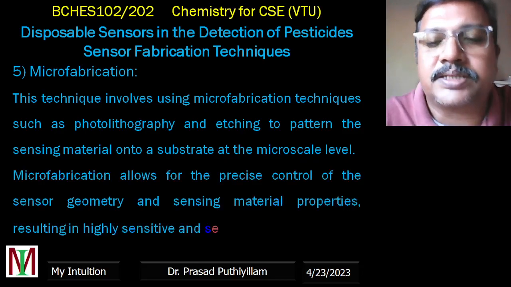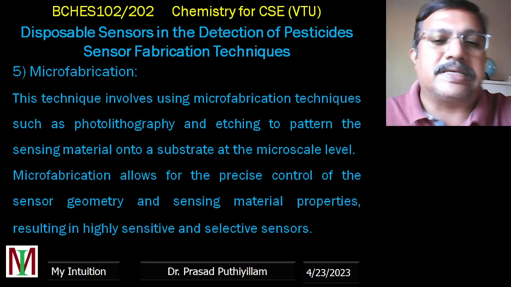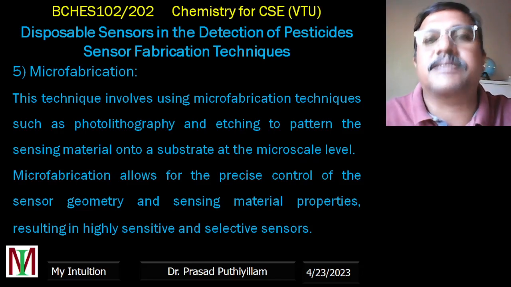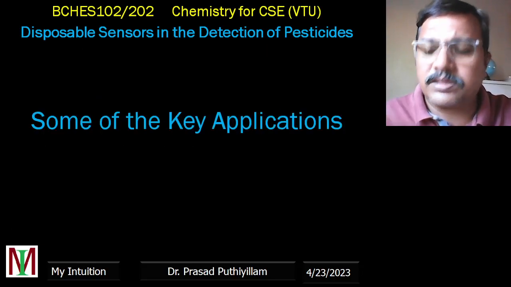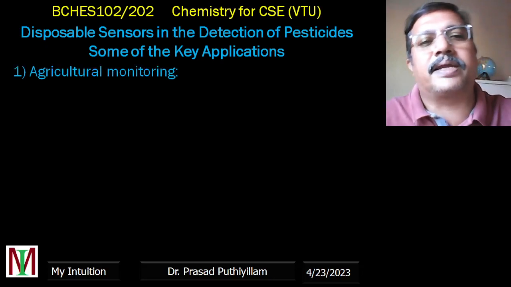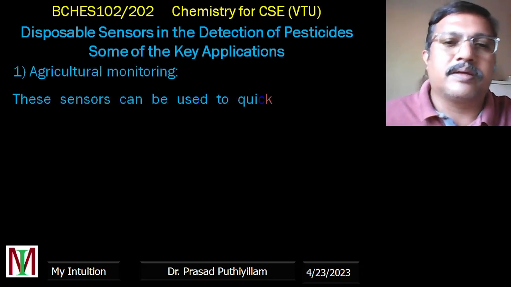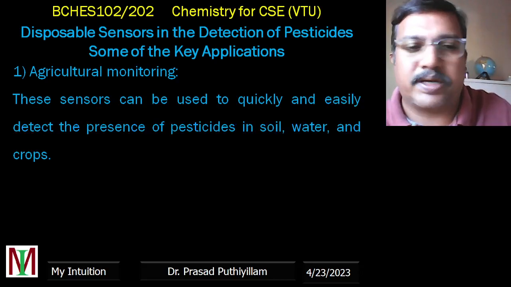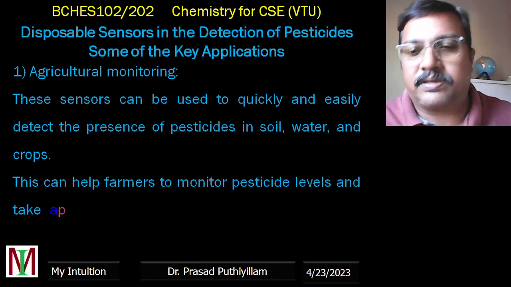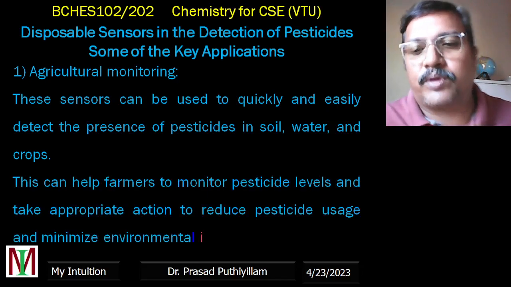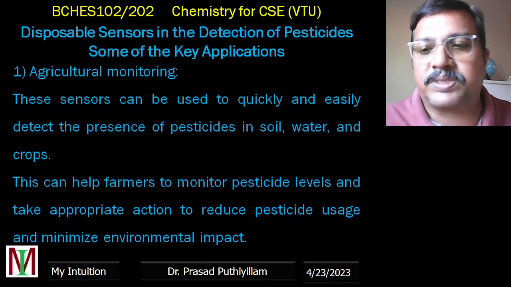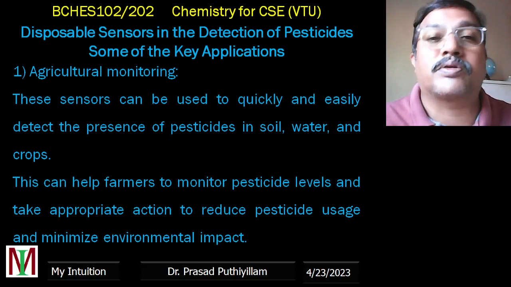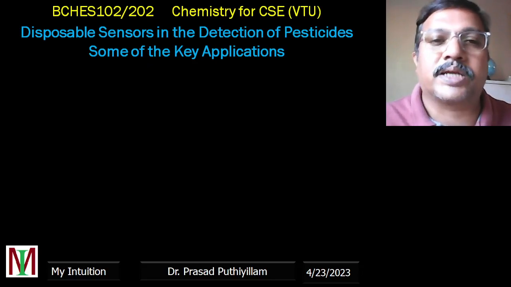Okay, so microfabrication allows for precise control of the sensor geometry and sensing material properties, resulting in highly sensitive and selective sensors. Some of the key applications are in agricultural monitoring. It is used to detect the pesticide present in soil and water, so that the farmers will get an idea about the usage of the pesticide, whether to be used or not, so that they can control the environmental impact. The pollution can be controlled.